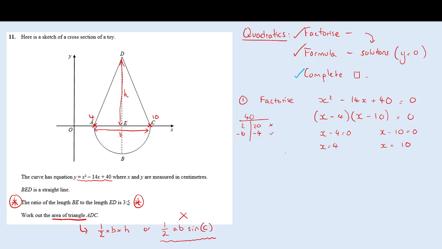Can I work out where my minimum point is going to be, how far down I'm going to have to go, and what this distance here is going to be so that I can use my ratio? Okay.